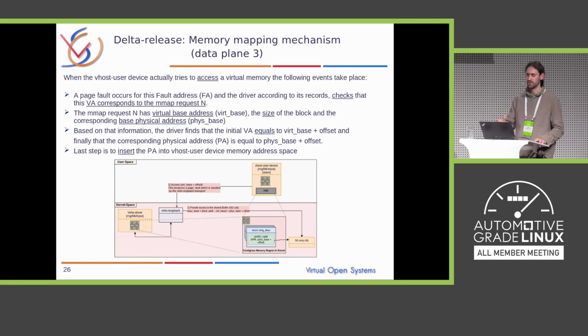So the last step, now that we have found out which physical address we want to exchange with the user space, is just to insert it, nothing more. And this goes on every time the VIOS user device tries to access a new virtual address for which we have not yet inserted the specific page into the user space.